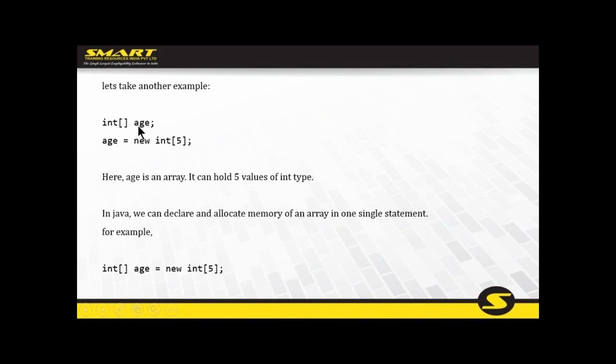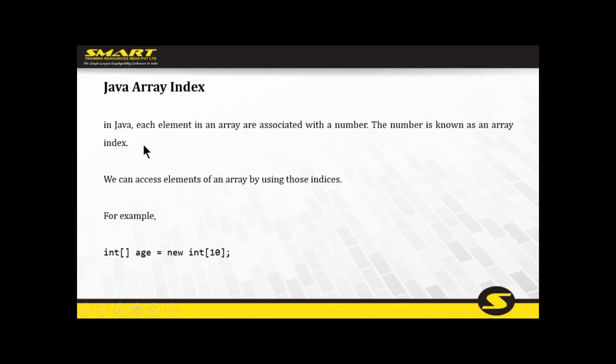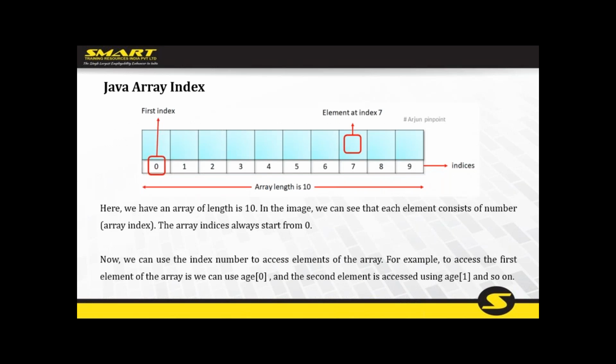So we can declare this here and we can allocate the memory here in the next line. That is okay. Or in one line we can directly use this. So here only the reference is created. Age is the reference and here we are assigning that reference to the created memory. The memory is allocated here using the new operator. So array index always starts from 0 and the last index will be size - 1.